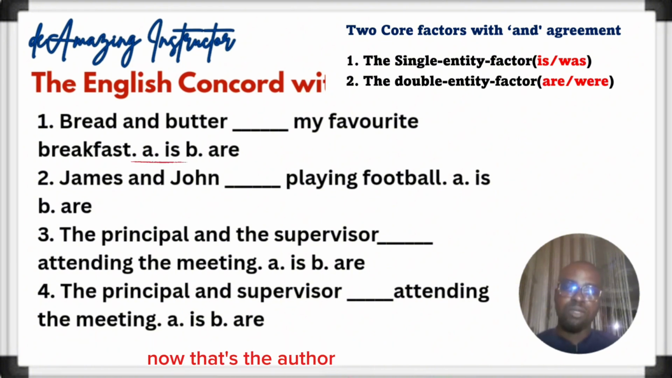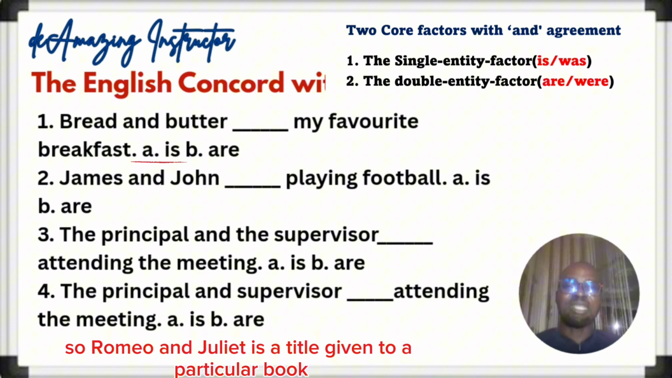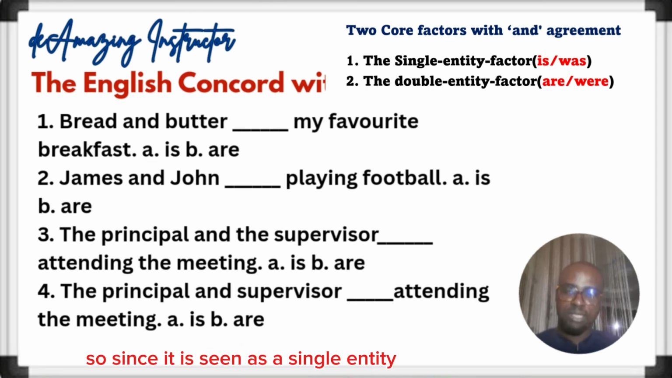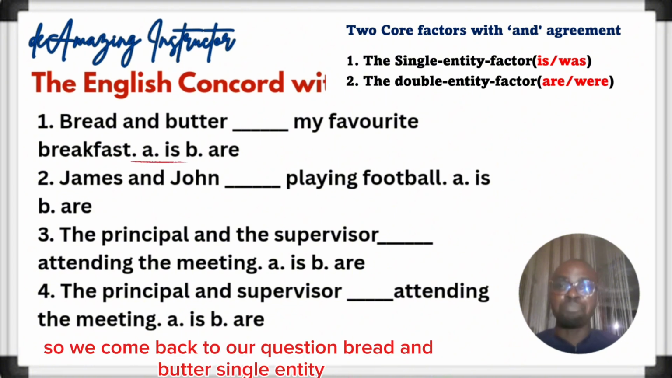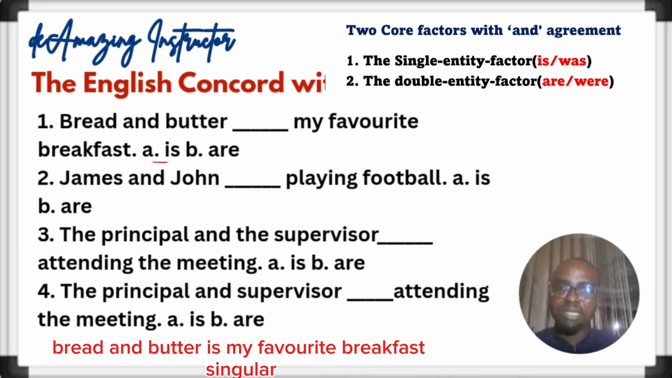Romeo and Juliet is a play written by William Shakespeare. Now, that's the author. The author of Romeo and Juliet is William Shakespeare. So, Romeo and Juliet is a title given to a particular book. So, it is seen as a single entity, not double entity. Since it is seen as a single entity, it is followed by a singular verb. So, we come back to our question: bread and butter, single entity. They are taken together. Bread and butter is my favorite breakfast, singular.